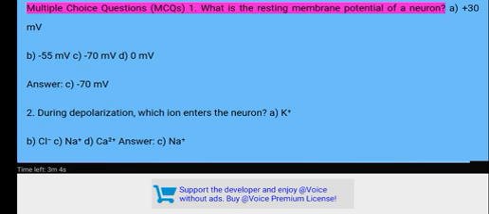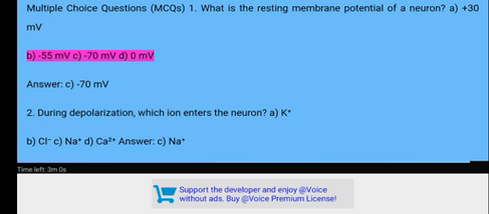What is the resting membrane potential of a neuron? A. Plus 30 millivolts. B. Minus 55 millivolts. C. Minus 70 millivolts. D. 0 millivolts. Answer. C. Minus 70 millivolts.